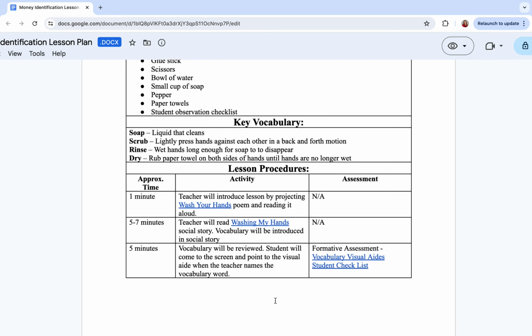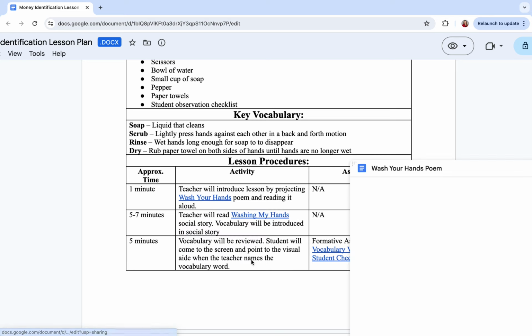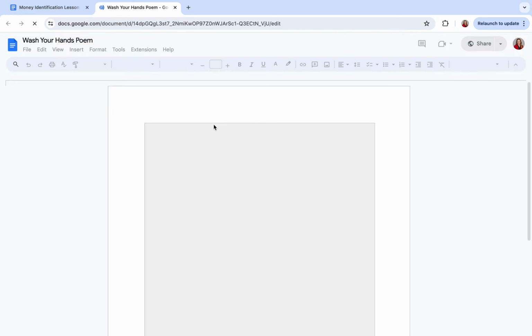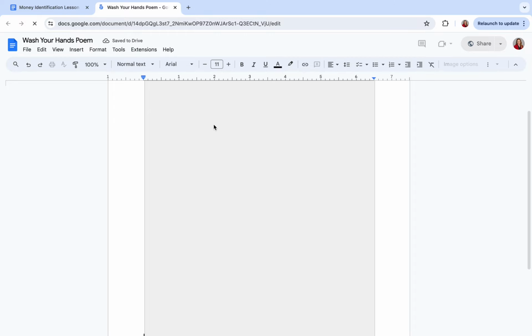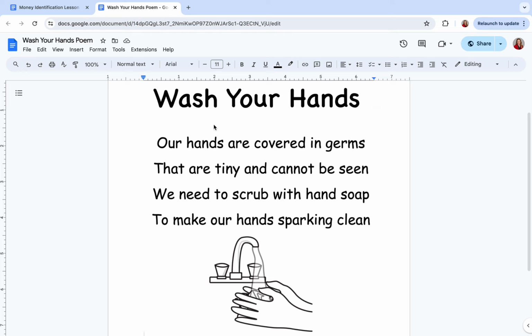The lesson procedures. The teacher will introduce the lesson by projecting a wash your hands poem and reading it aloud. The poem goes as: Wash your hands. Our hands are covered in germs that are tiny and cannot be seen. We need to scrub with hand soap to make our hands sparkling clean.